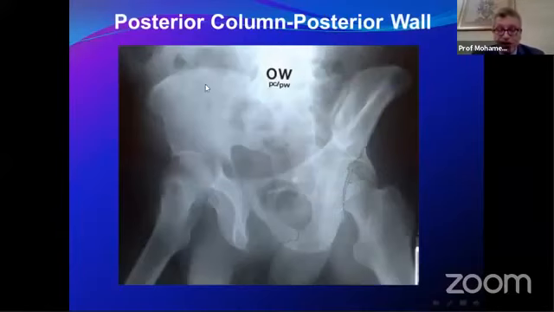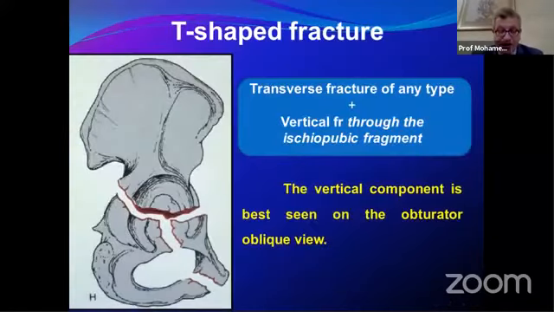Posterior column and posterior wall. This is the first one. The posterior column and the posterior wall are diagnosed on oblique radiographs. Very important is the T-shaped fracture. This is the T-shaped fracture.